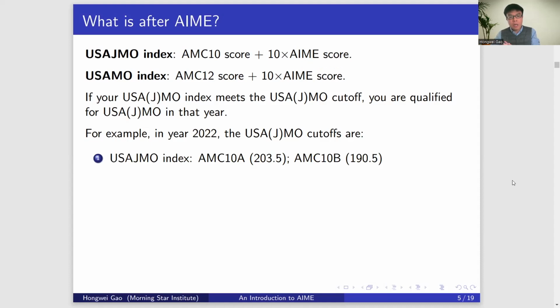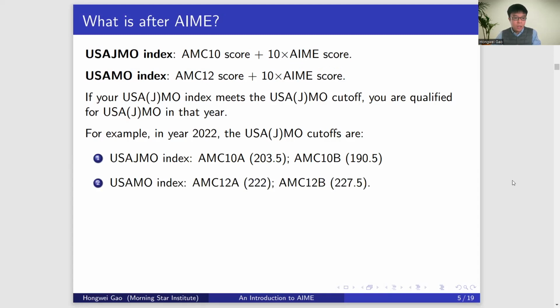For the USA-JMO index, AMC 10A, it is 203.5. AMC 10B, it is 190.5. As for the USA-MO index, AMC 12A, it is 222. AMC 12B, it is 227.5.